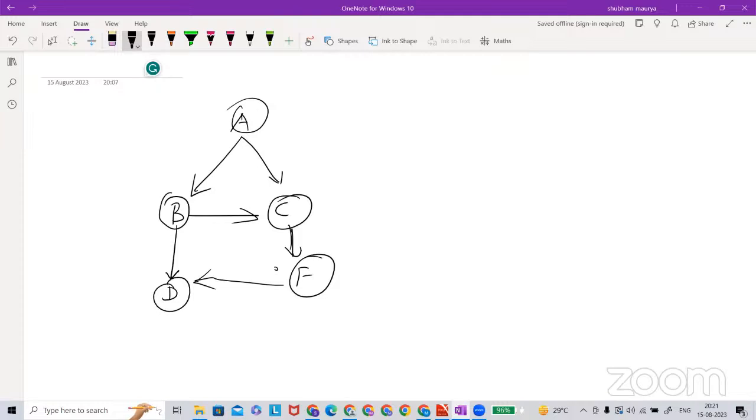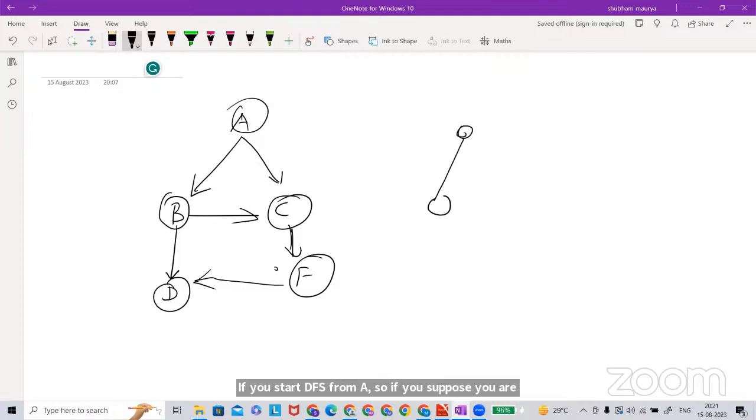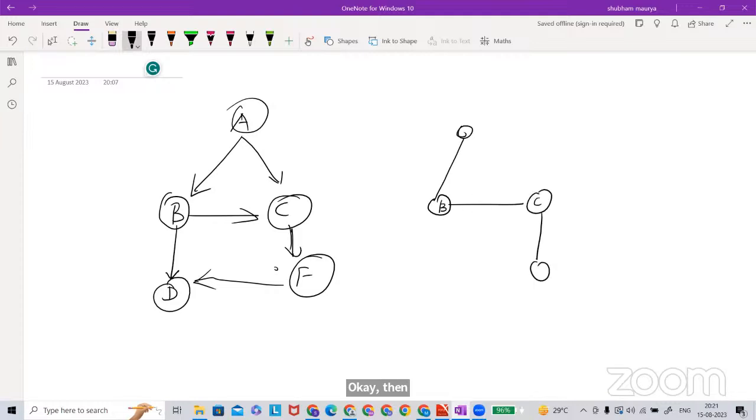If you start DFS from A, from here you will go to B, then C, then F, and then D. So see that this is the tree we have. This is a tree edge, right? So that's why that is not coming as a forward or backward edge.